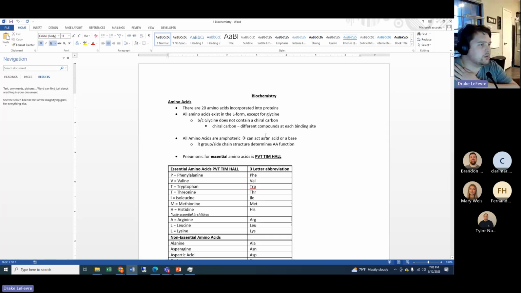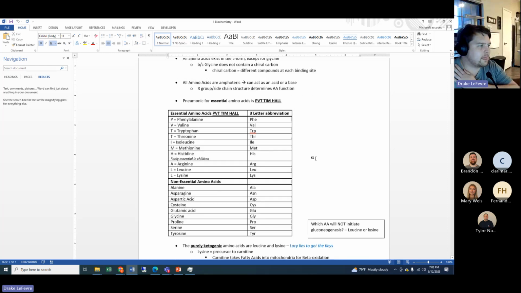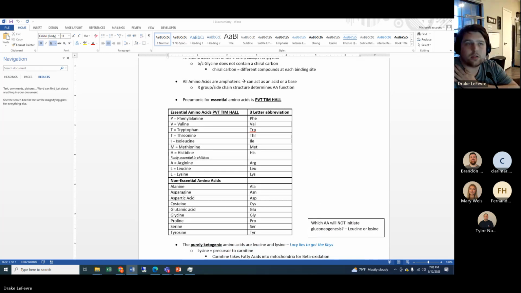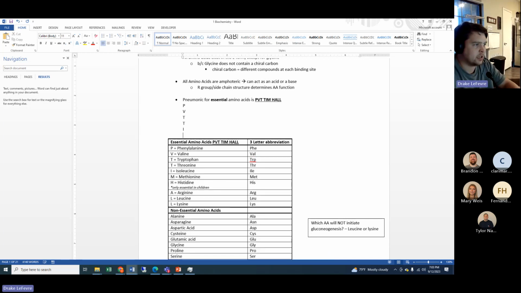Dr. Sarkar doesn't typically do mnemonic devices. But for stuff like the essential amino acids, essential meaning that our body cannot create them, but we require them for life, all essential amino acids have to be taken in by eating food. The little device to remember all of those is Private Tim Hall. PVT TIMHALL.